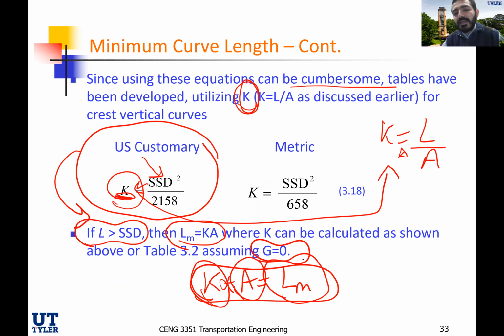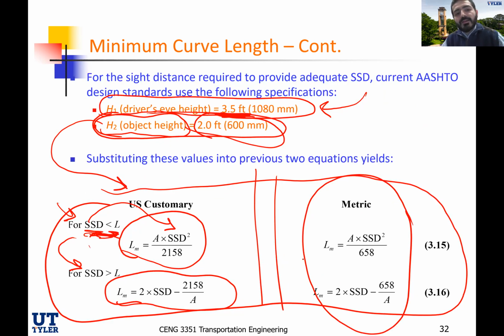And again, for those still questioning which equation to use, you always go with the first equation. Assume that the SSD is lower than L, go with the calculation, and then compare the SSD with the minimum length that you got. If the minimum length is higher than SSD, great, your assumption was right. If not, you jump to the second equation, and that will be your answer.